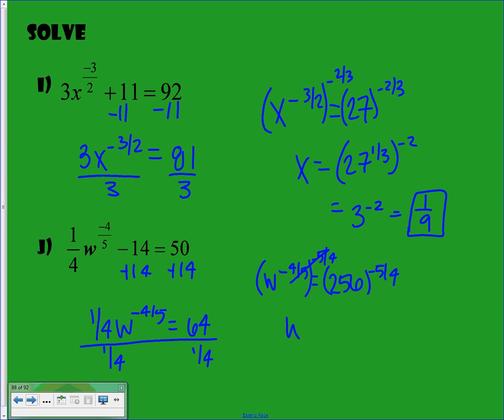So the left side cancels. So I get w equals 256 to the 1/4. And then to the negative 5. So what to the 4th is 256? Well, that's 4 to the negative 5. Okay, so I'm not sure what 4 to the 5th is, but I know I need to flip it. So you get 1/4 to the 5th. That's not on my sheet, so I would just leave it as 1/4 to the 5th.